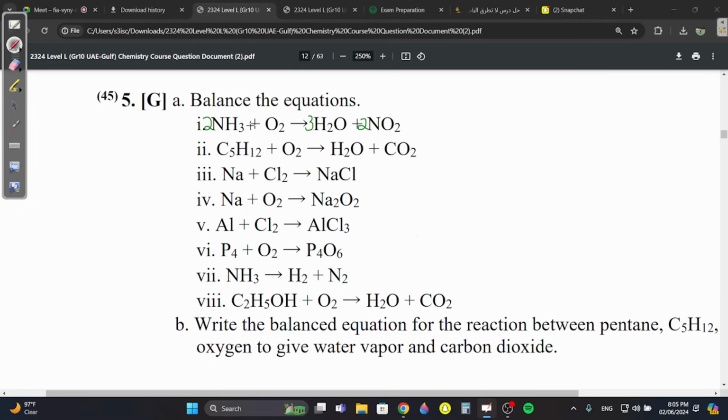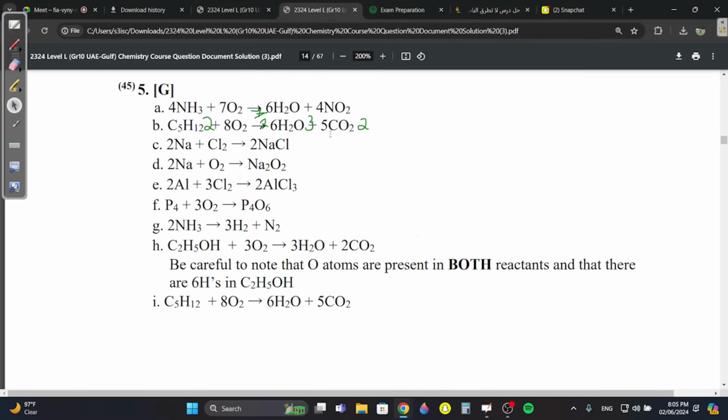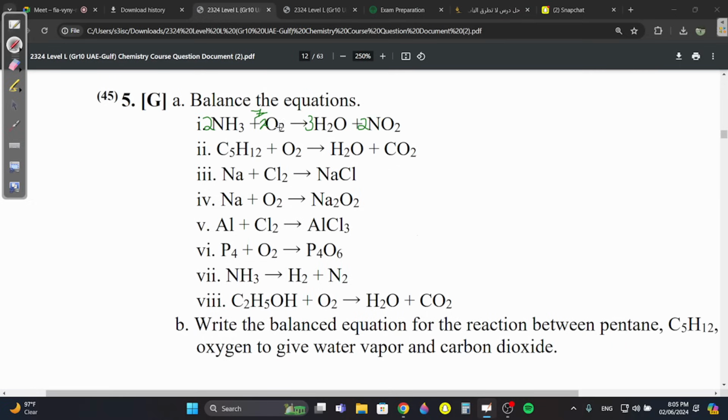Let's check now. I have 2 nitrogens, 6 hydrogens, 6 hydrogens. Here I have 4 O2s. Oh, I'm in a pickle here. Here I have 2 O2s. Sorry, I have 7 O's, because 3 times O, and then 4. You could put 7 over 2, I guess. I think they want it differently. So you could put 7 over 2 and keep it like this, but I think they want whole numbers.